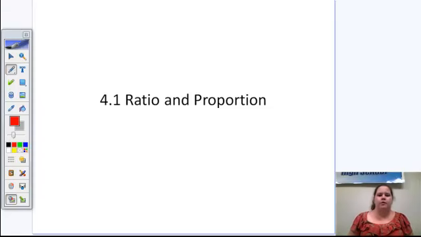Anyway, what we're going to be working on today is Chapter 4.1, Ratio and Proportion.